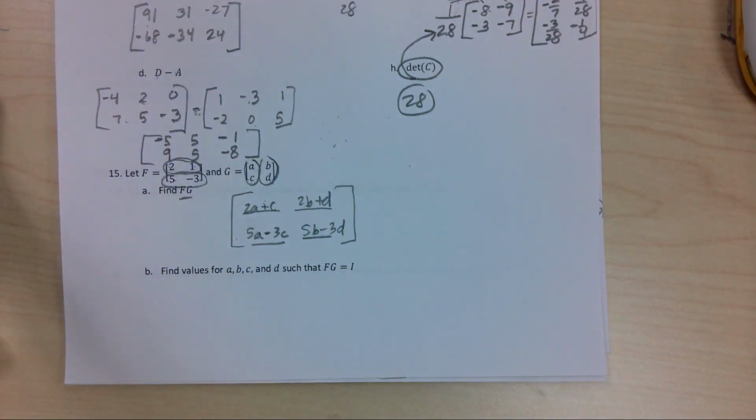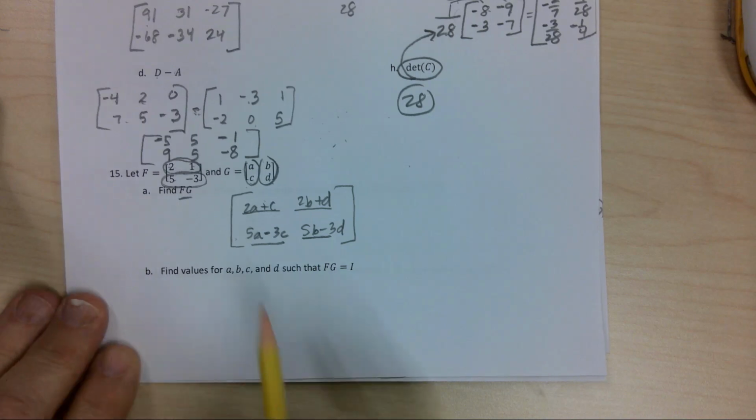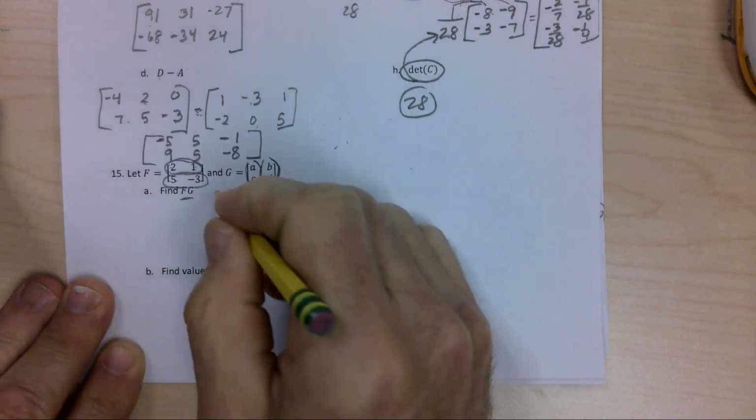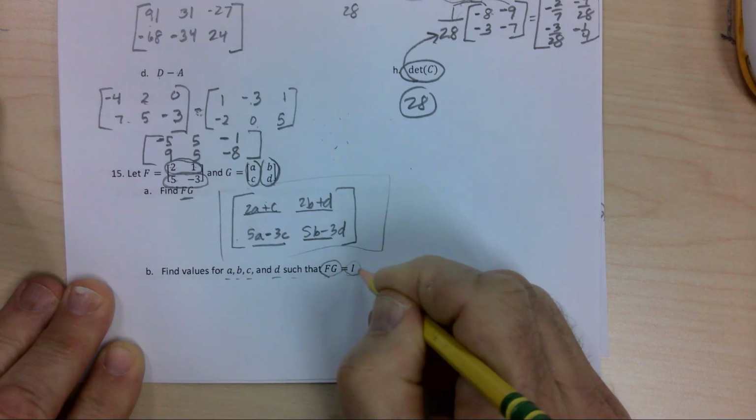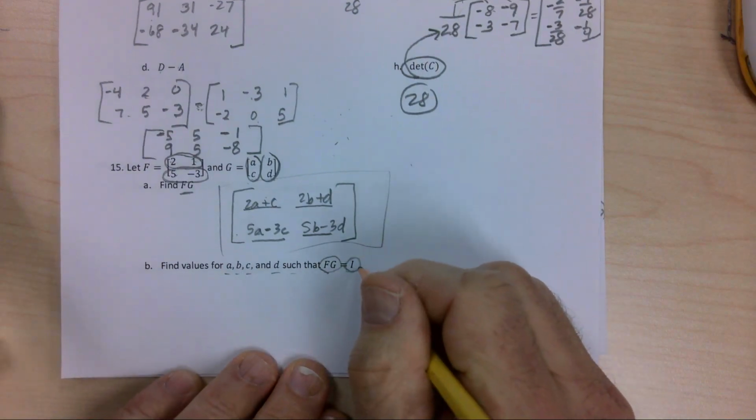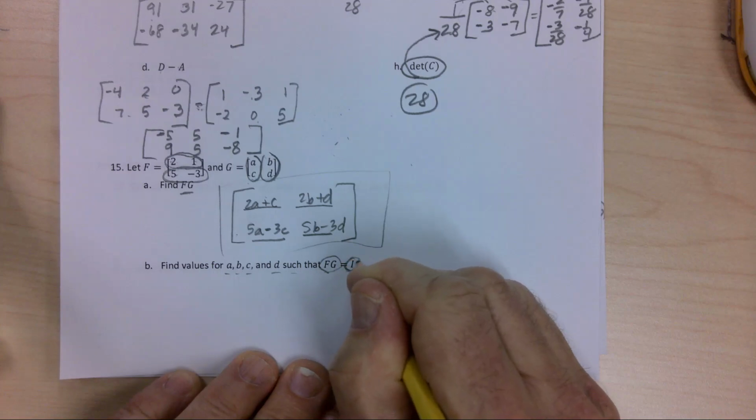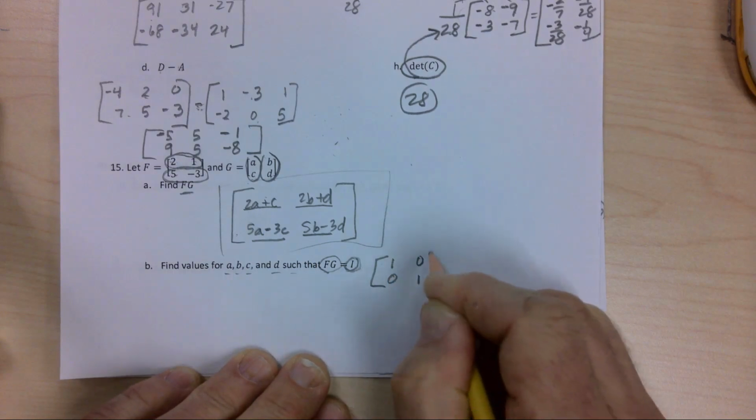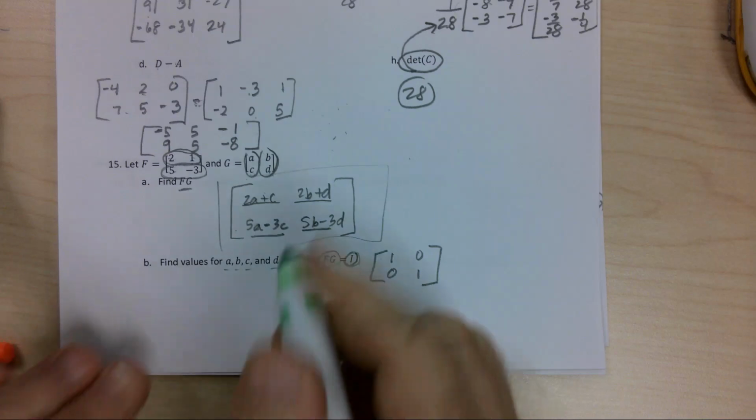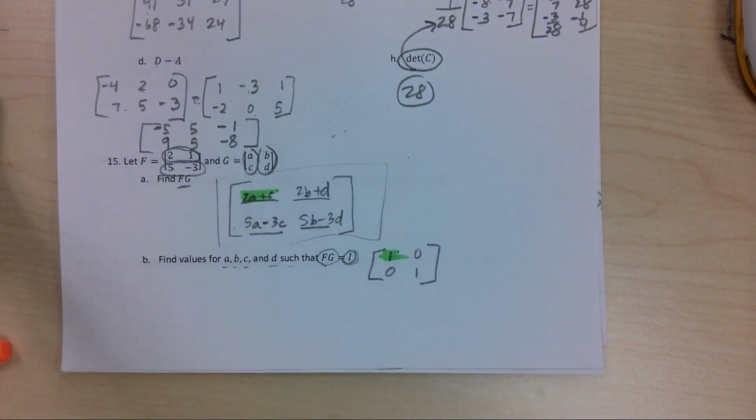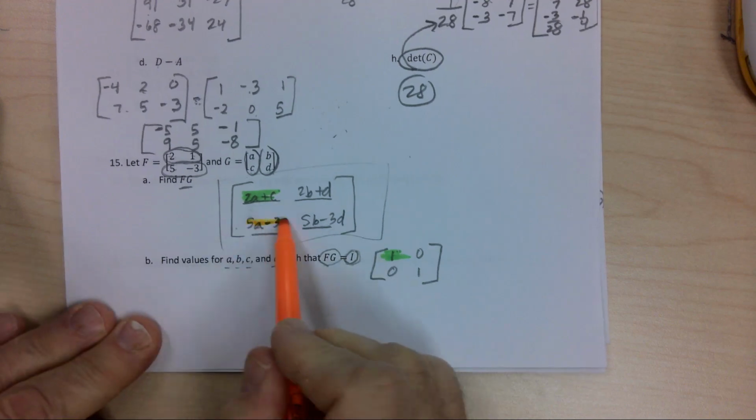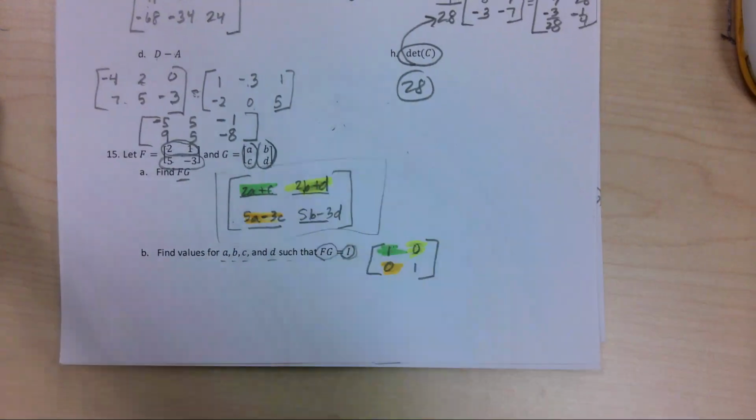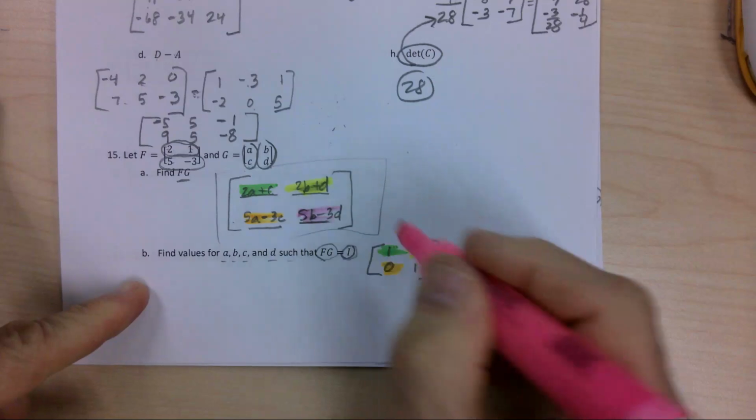Now they're going to get a little tricky with us, a little lippy. It says find A, B, C, and D such that F times G, that's what we just found, equals, now here's the key. This right here, that little I, represents the identity matrix, which is just 1, 0, 0, 1, which means this stuff has to equal that stuff. That stuff has to equal this stuff. This stuff has to equal that stuff. And this stuff equals this stuff.